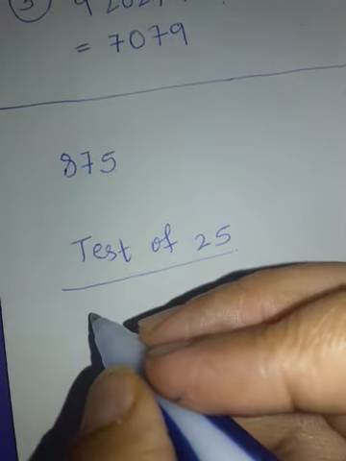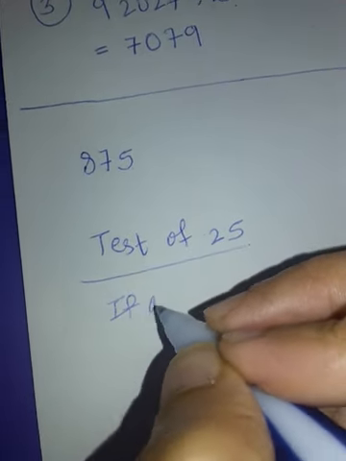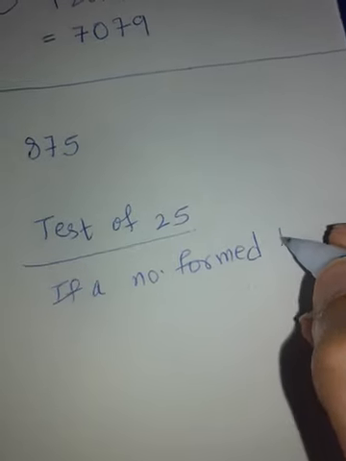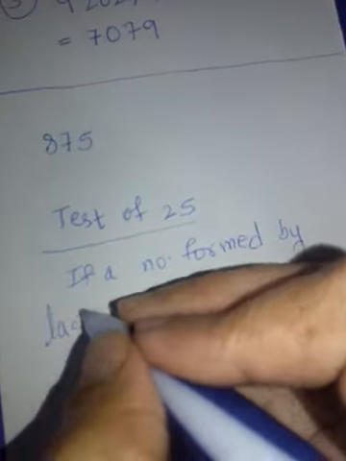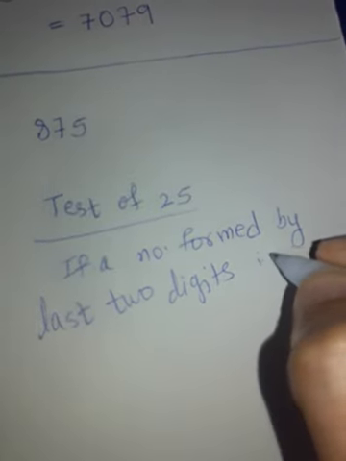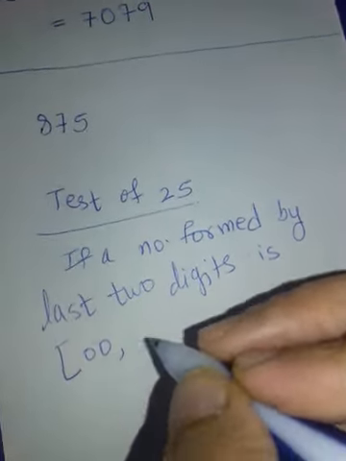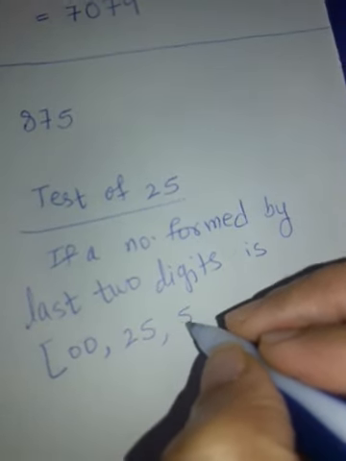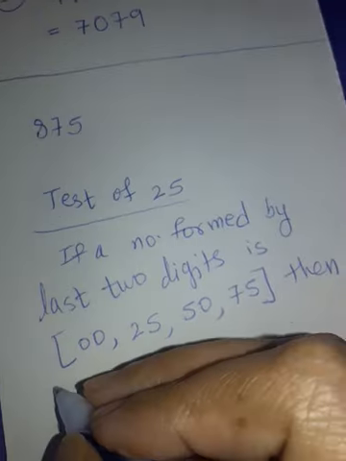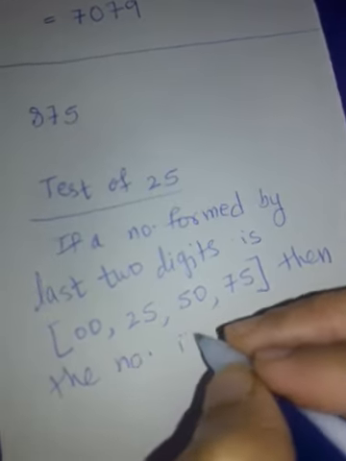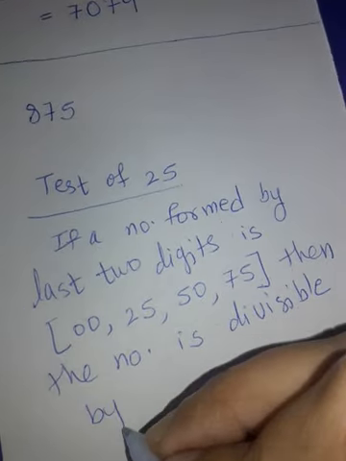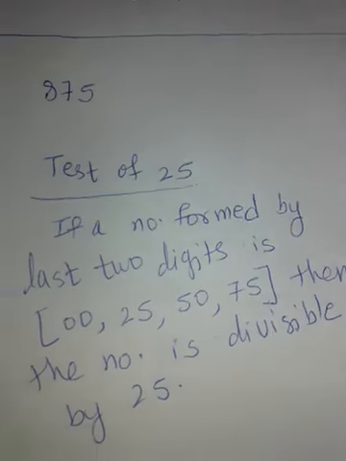Test of 25 is very easy. If a number formed by last 2 digits is 00 or 25 or 50 or 75, then the number is divisible by 25. That is the divisibility test.